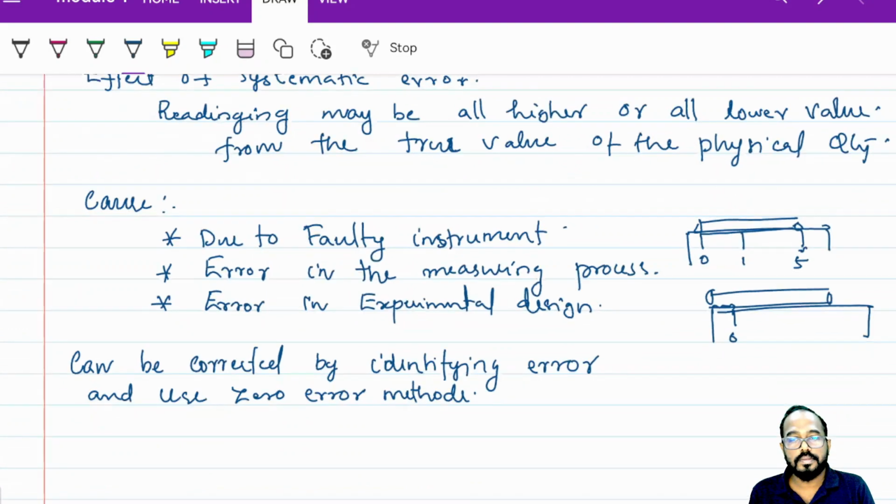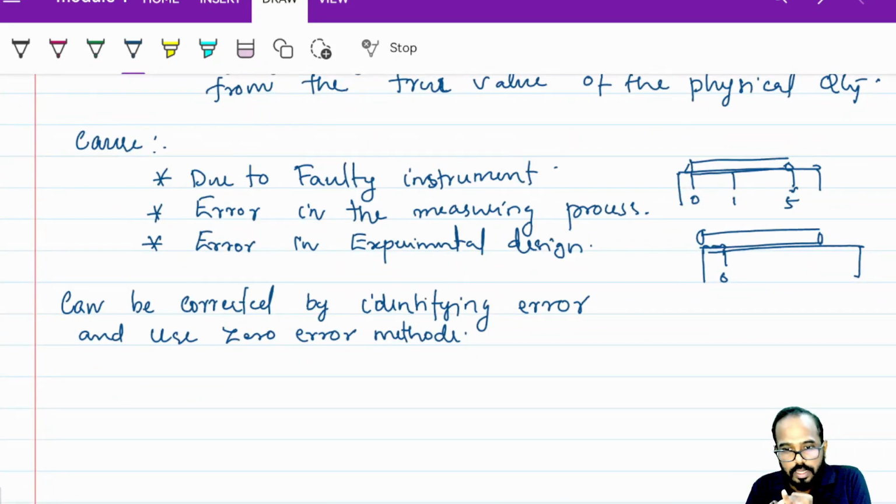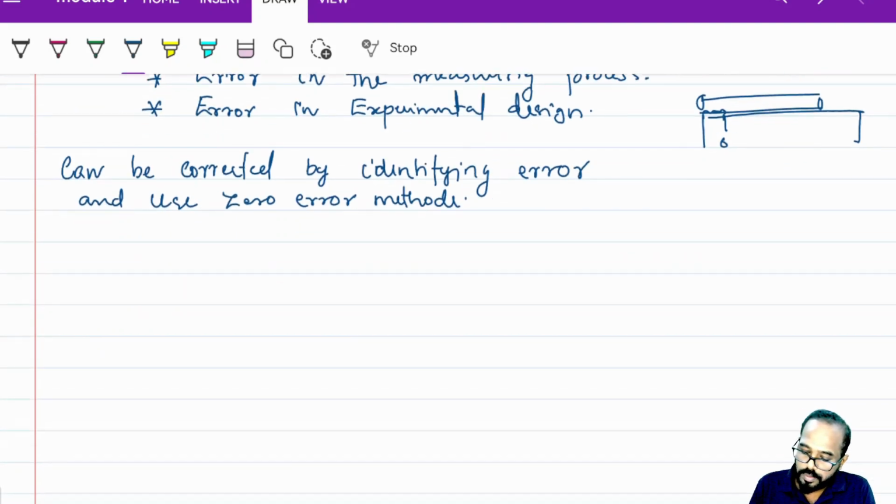Okay, clear? It is a fixed error. It is in one direction, either plus or minus. So this error will be present in all the readings you are taking. So you cannot eliminate this by taking the average. The only thing is, you need to identify the error, calculate the error, and add or subtract it from the final answer. Right? The reason for this error is what? Due to faulty instrument, or error in the measuring process, or in the design time. Clear? Okay. The next is random error.